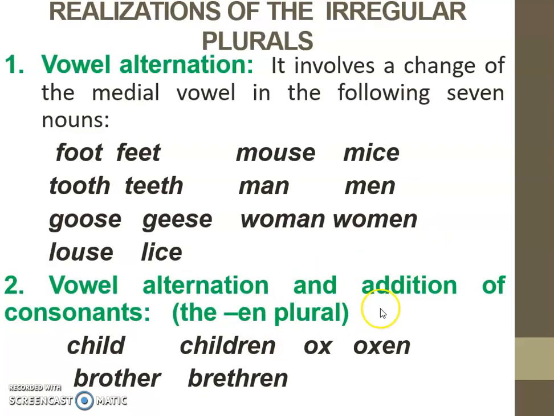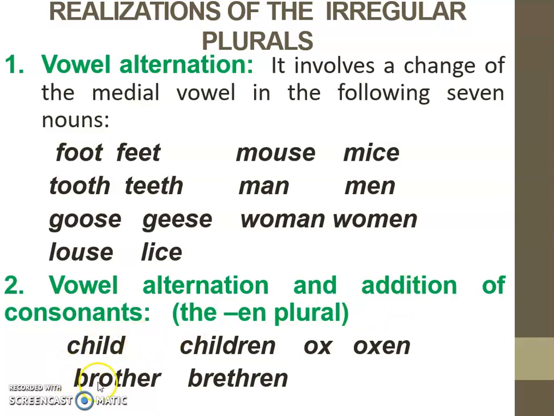Now, we have other words. For example, child. The plural is children. Brother, brethren. Ox, oxen. Child. The plural is not childs, it's children. So what's happened here? I in child has changed to I in chill, and then children. We have this addition of the en plural. So the vowel has changed, and then we have addition of consonants.